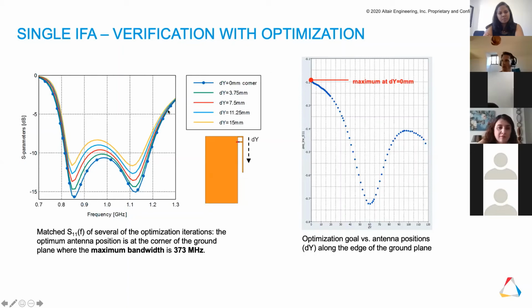So I think this is one of the slides that you're referring to. We just used optimization as a form of verifying the approach. So here the result confirms that the optimum bandwidth or maximum bandwidth is at the location that we placed the antenna using the CMA approach. Okay, thank you. Yeah.